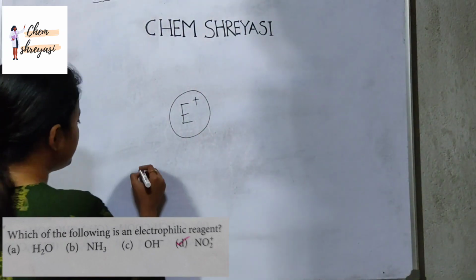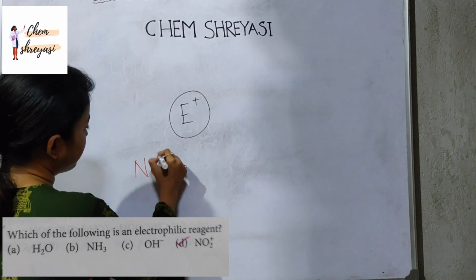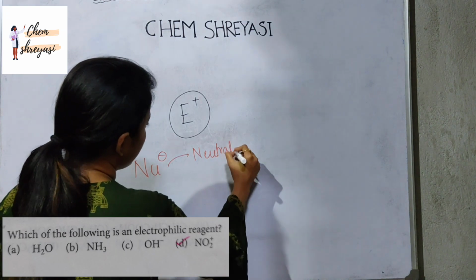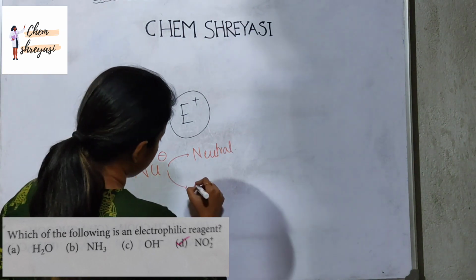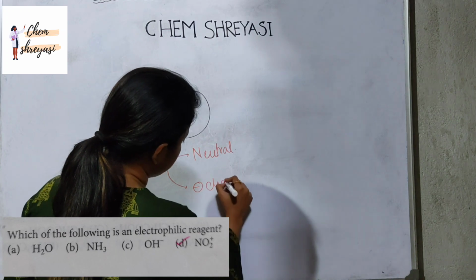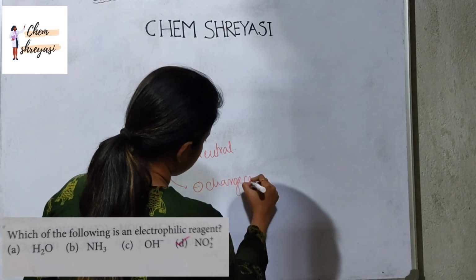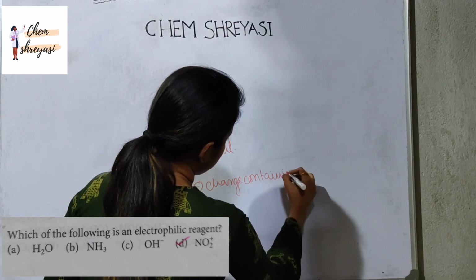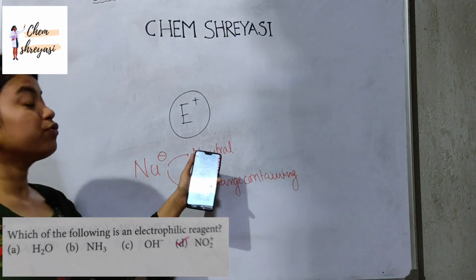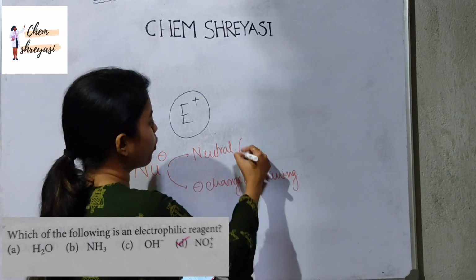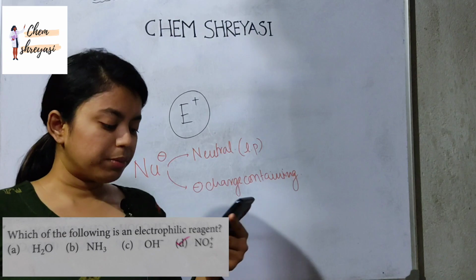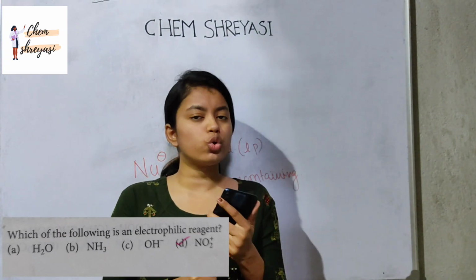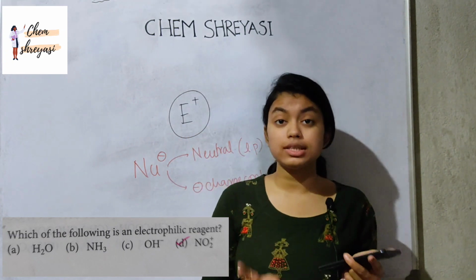We know that nucleophile can be of two types. One is neutral and another one is negative charge containing. So in case of neutral nucleophile, it contains a lone pair. So let me see what are the options. The first one is H2O. So oxygen has two lone pairs on itself. So that's why H2O is a nucleophile.